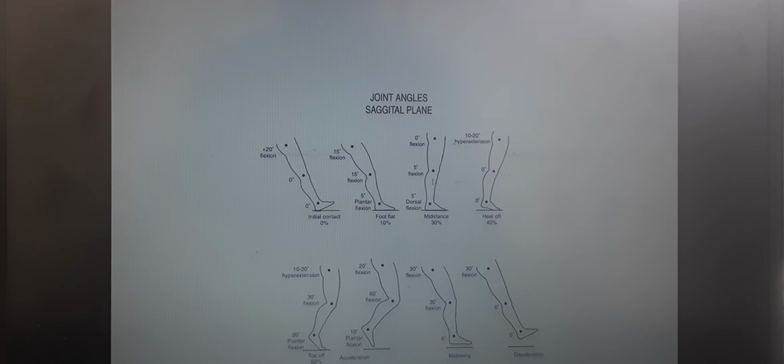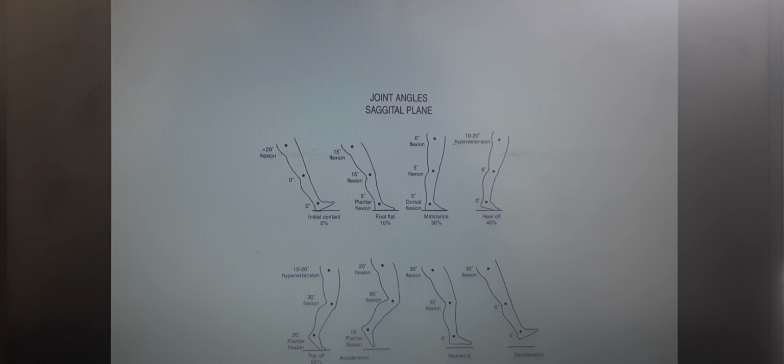During the mid stance phase, there is a neutral position, or 0 degrees of flexion, at the hip joint level, around 5 degrees of flexion at the knee joint level, and 5 degrees of dorsiflexion at the ankle joint.